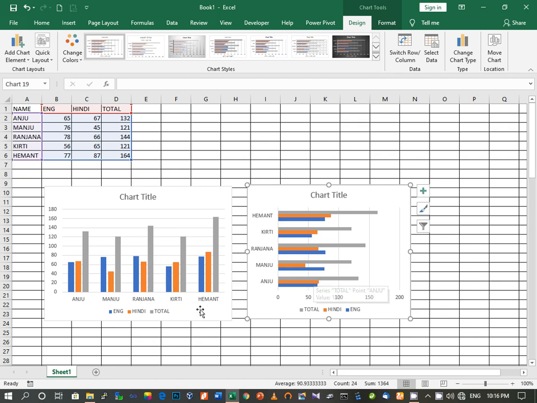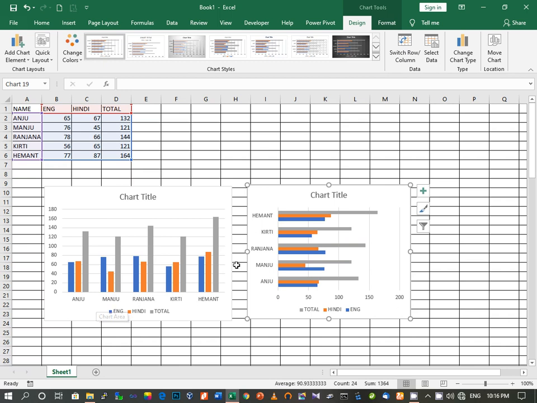By default Excel will make a column chart. Means if you are inserting any chart in Excel but you don't mention which kind of chart you want to draw, then Excel will automatically, by default, insert a column chart.